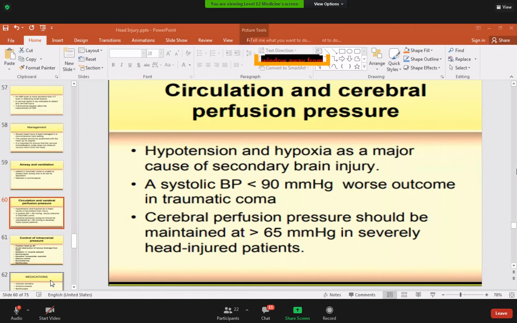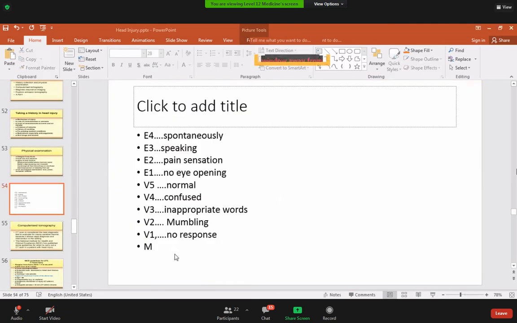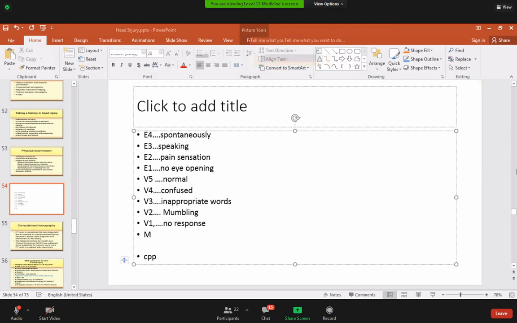So what is the body doing? Just let me find that page again. So what we have here is the cerebral perfusion pressure, and this cerebral perfusion pressure is actually the subtraction of the intracranial pressure from the arterial blood pressure. So if the intracranial pressure is increasing, to maintain the CPP, to maintain the cerebral perfusion pressure, arterial blood pressure is also increased.